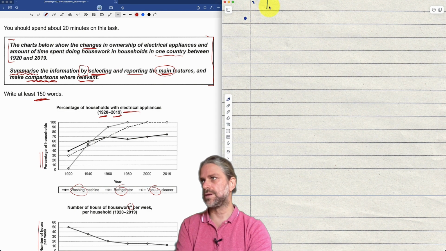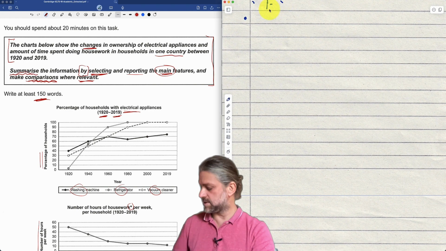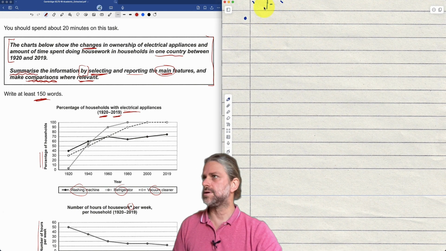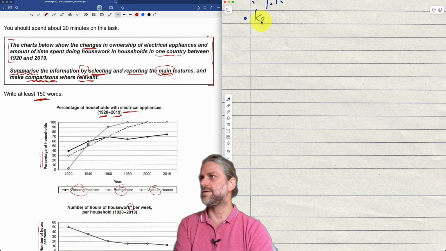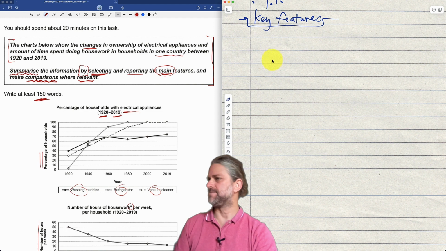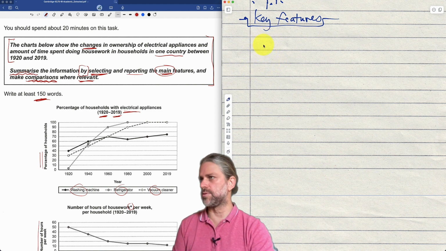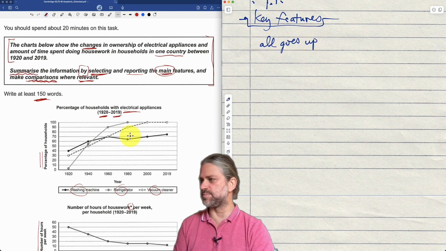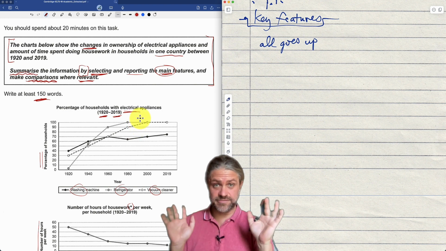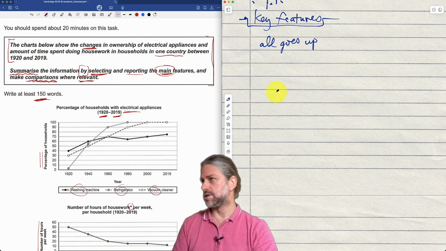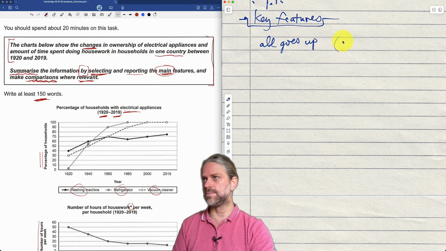Okay. Sorry, there must be a problem there. I just want to write K. No, I can't. Okay, so we'll do it here. Key features. Okay, so the key features, always, it's all going up, all goes up in the end. Yes, there is a dip here, but that's not a main feature. That's something I'm going to mention later on. So all goes up in graph number 1.